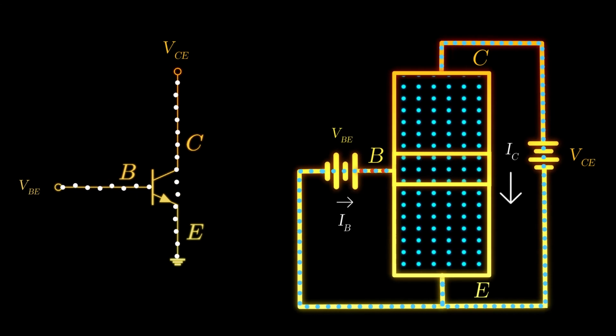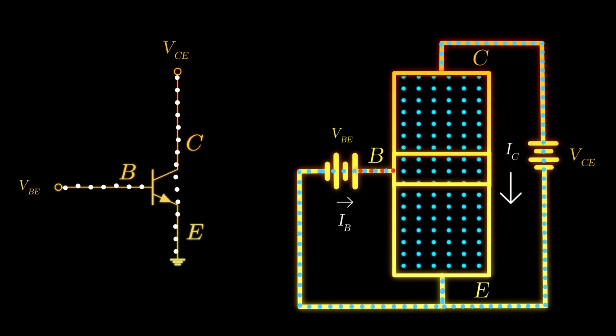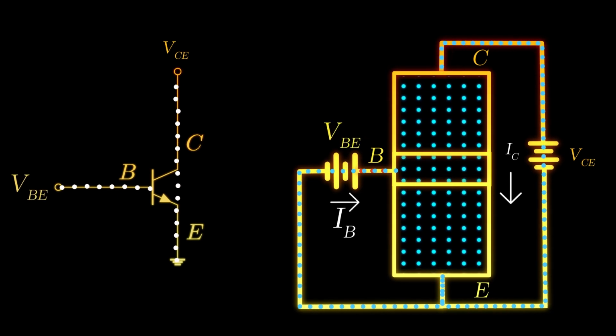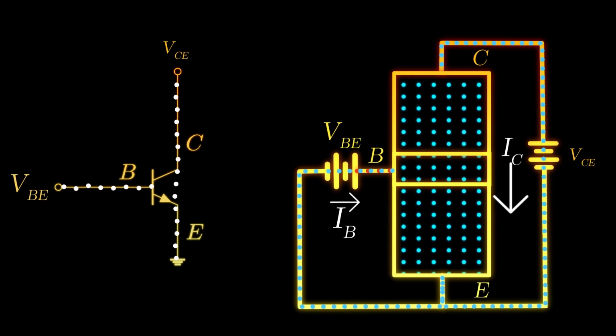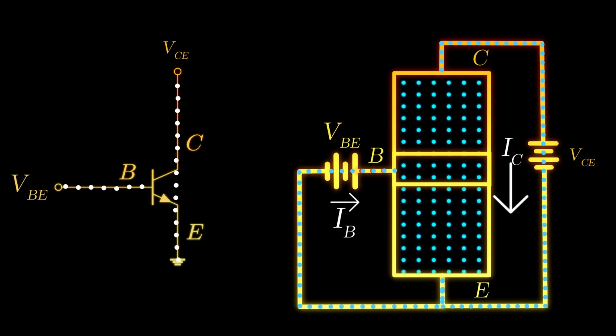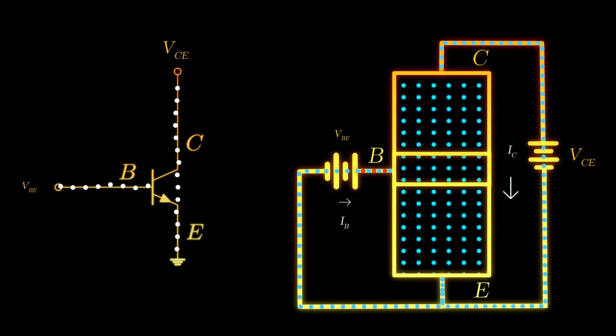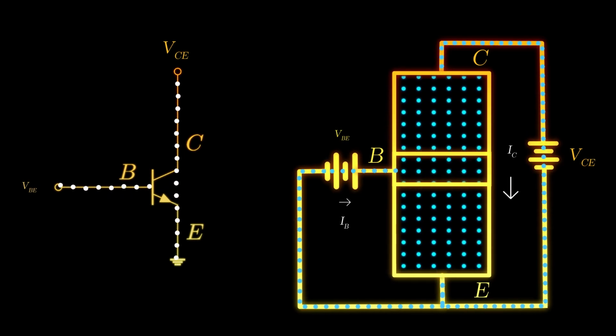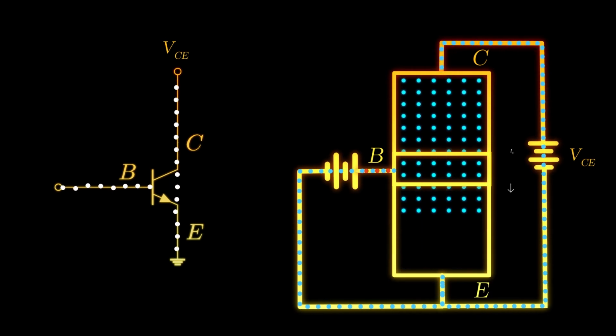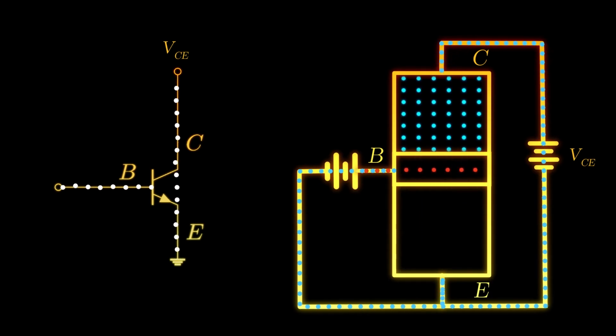We can look at this in terms of current as well. Since conventional current moves opposite to the flow of electrons, what we have here is a small current flow from the base to the emitter, causing an even larger current flow from collector to emitter. This illustrates the BJT can indeed be used as a current-controlled switch. More importantly, there's a close relationship between the base current and the collector current. Its ratio is known as the beta value, which we'll explore more later on.